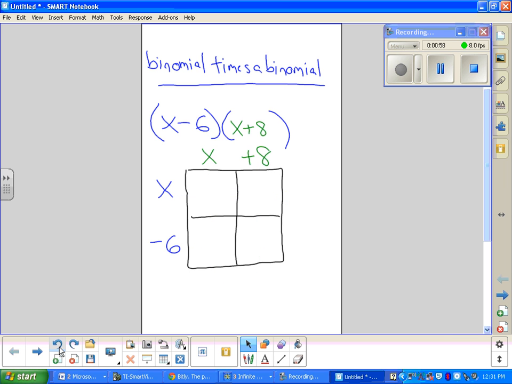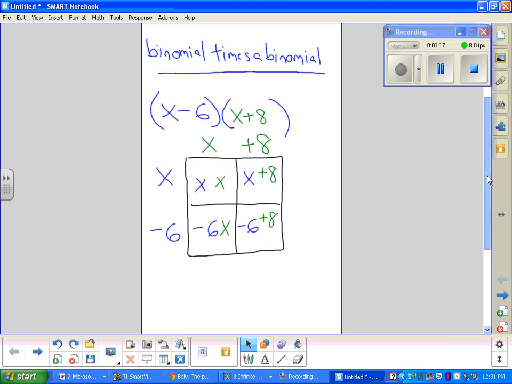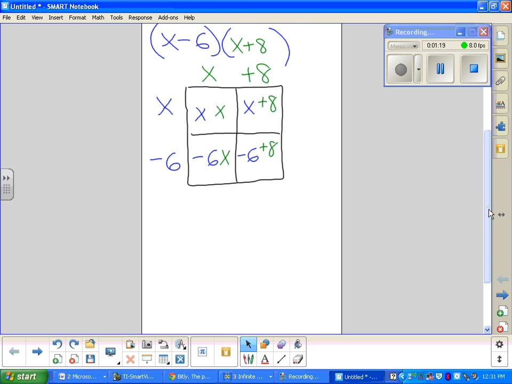X's will go across, negative 6's will go across. Then for the vertical, for the x plus 8, I'll put my x down here, my other x, my plus 8 in this column, and my plus 8 in this column. So what I've done is just fill my boxes up. Next step is to do the multiplication.